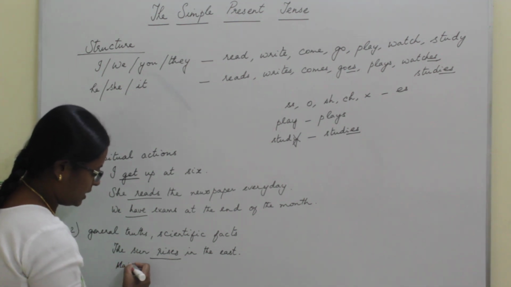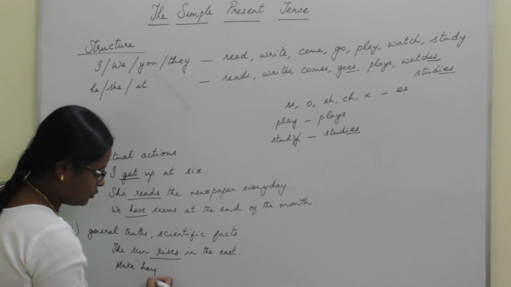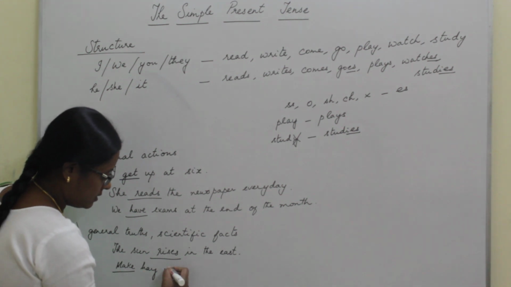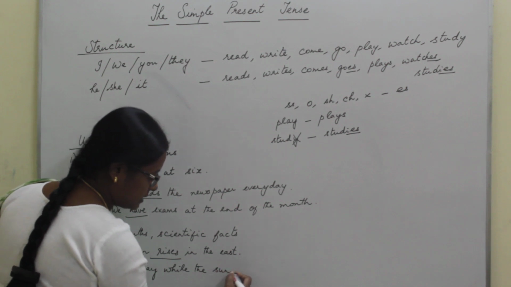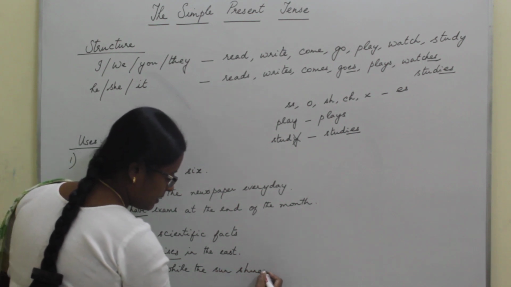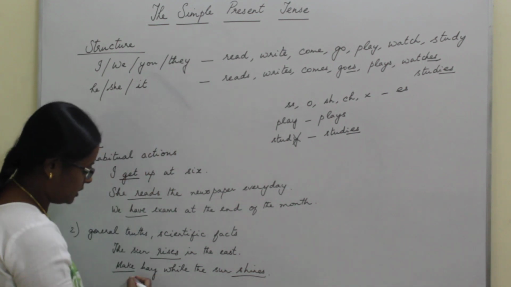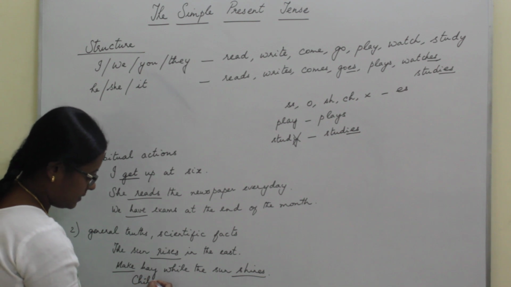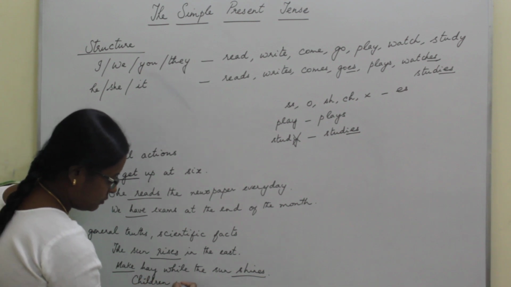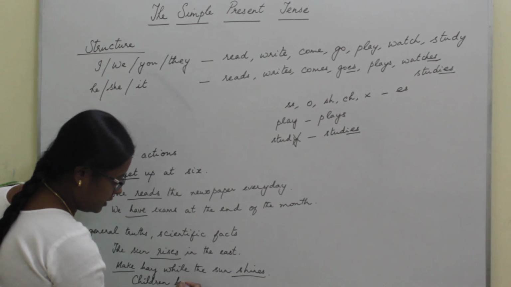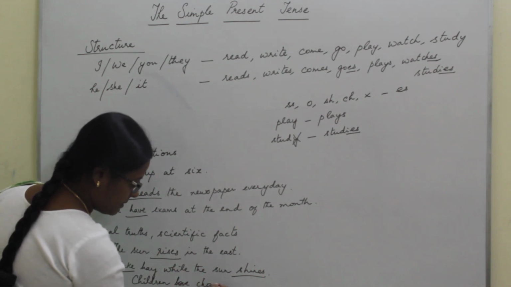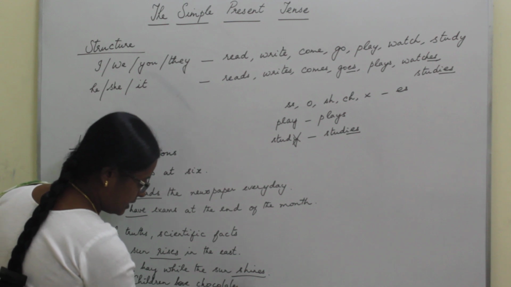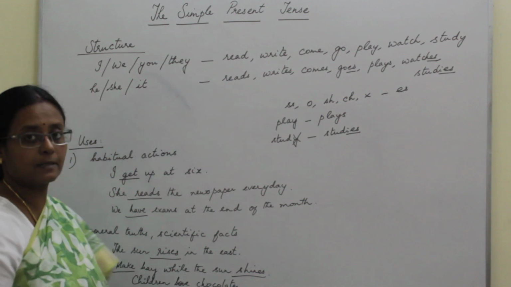Make hay where the sun shines. You have two verbs here, make and shines. Both are in the simple present tense. Children love chocolates. There may be a few children who do not love chocolates, but here we are talking about general things. So that's the second use of the simple present tense.